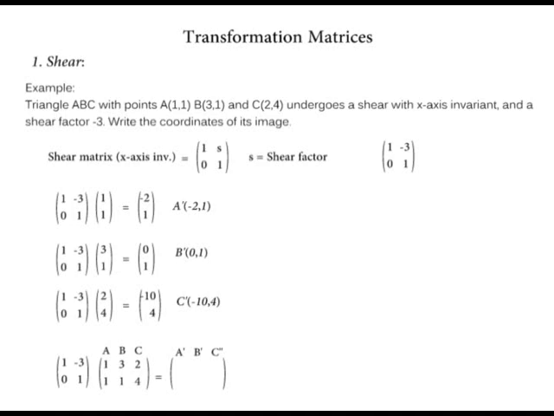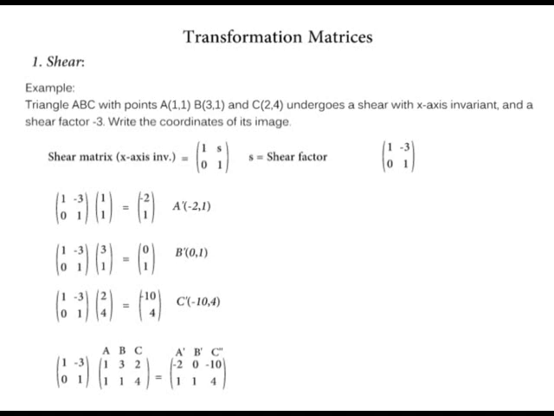We start with the x coordinates. 1 times 1 plus -3 times 1 is -2. 1 times 3 plus -3 times 1 is 0. 1 times 2 plus -3 times 4 is -10. Then the y coordinates. 0 times 1 plus 1 times 1 is 1. 0 times 3 plus 1 times 1 is 1. And then 0 times 2 plus 1 times 4 is 4. And so we have the matching coordinates.